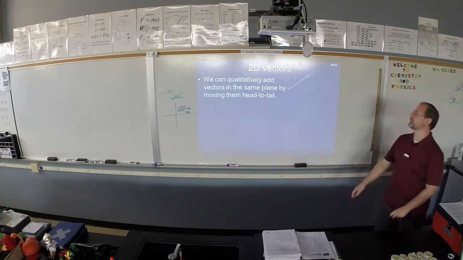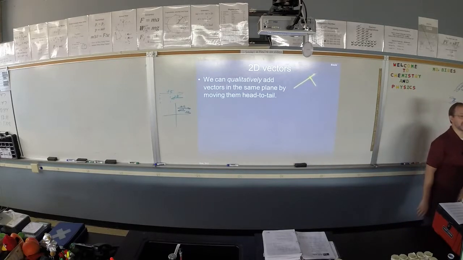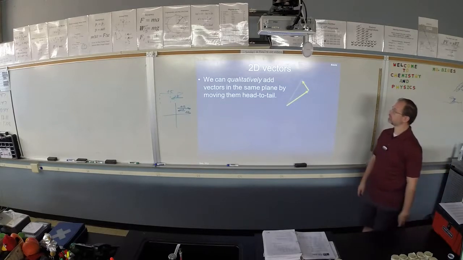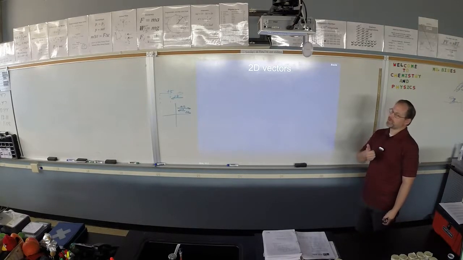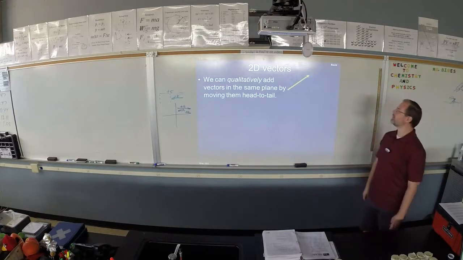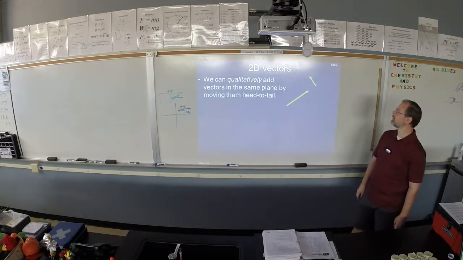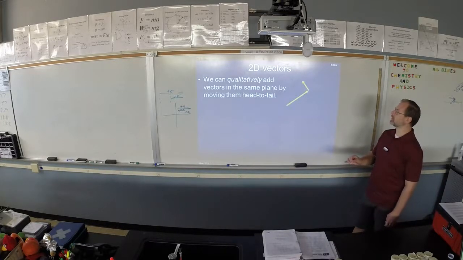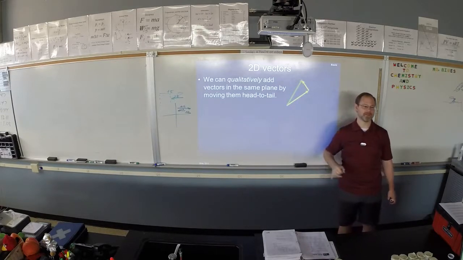Okay, so two-dimensional vectors. We can qualitatively add vectors by drawing them head to tail. Want to see it again? Yeah, animation in PowerPoint. So you've got a vector there, another vector there. You can just drag them head to tail. The resulting vector begins where the vectors begin and ends where the vectors end.